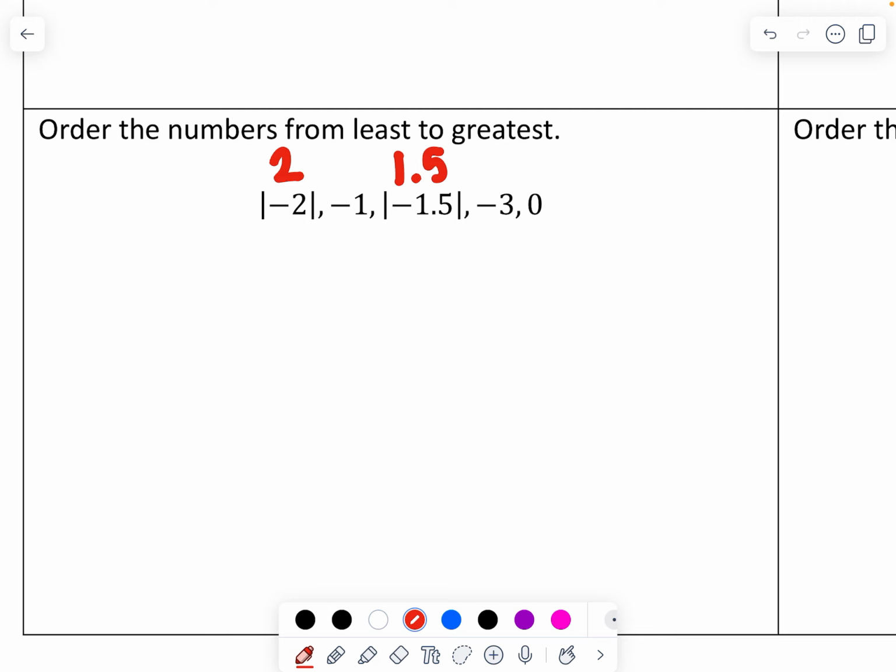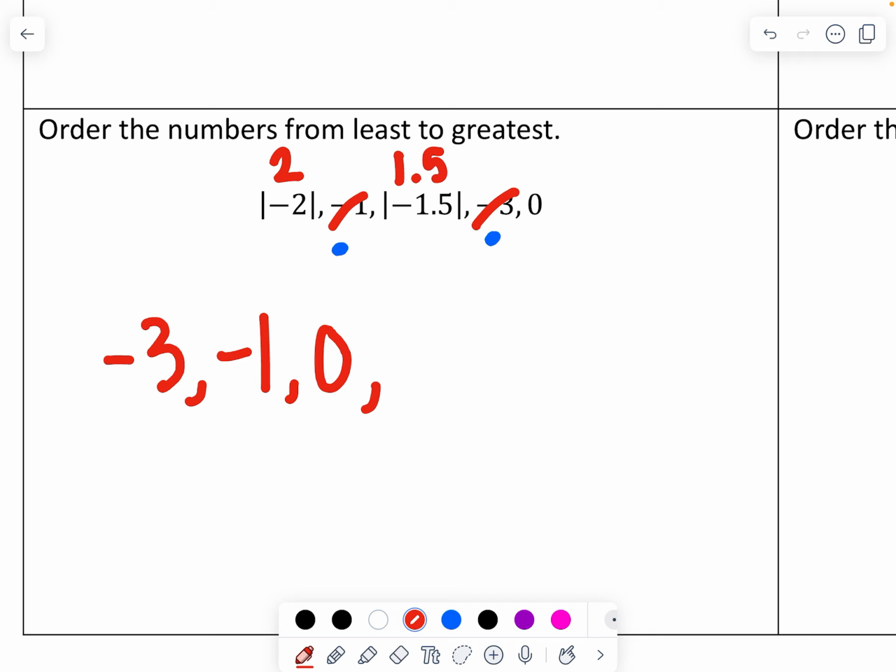So I'm going to look at just my negatives right now. So my negatives are negative 1 and negative 3. Okay. When we're looking at negatives, we want the farthest number from 0 to be first. So I'm going to put negative 3 first, and then negative 1. I'll cross them off. And then I'm going to put my 0, because the 0 should always separate the positives and the negatives.